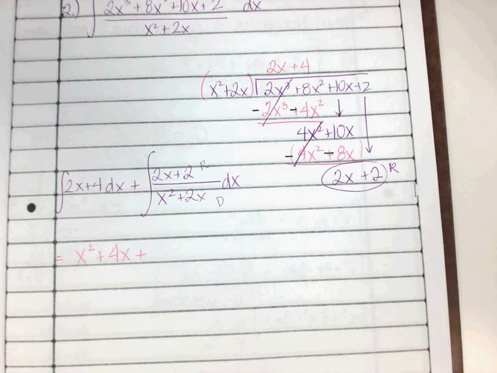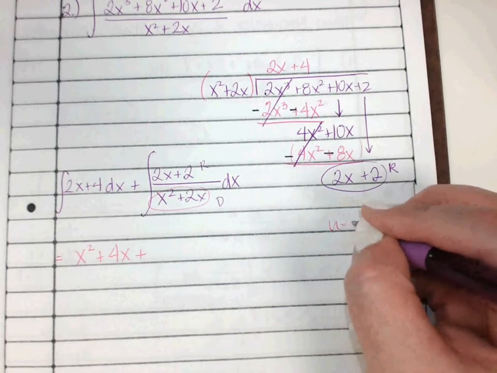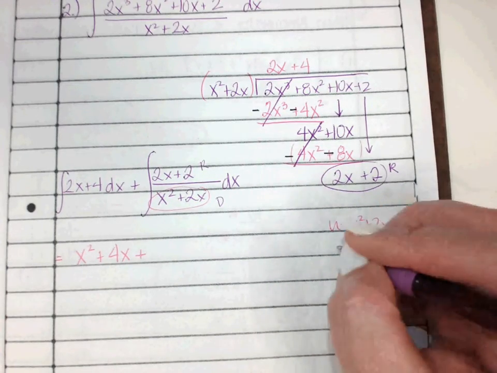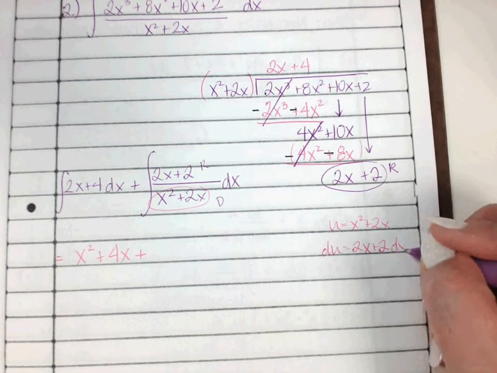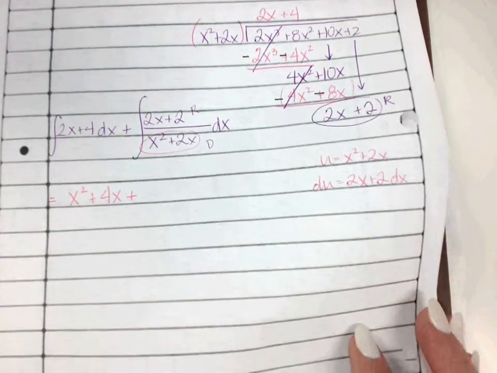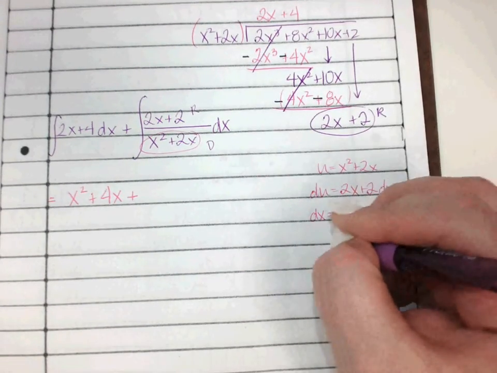But then here I need u sub. What will I choose as my u? X squared plus 2x. Okay, u is going to be x squared plus 2x, which makes my du a 2x plus 2 dx, which makes my dx a du over 2x plus 2.